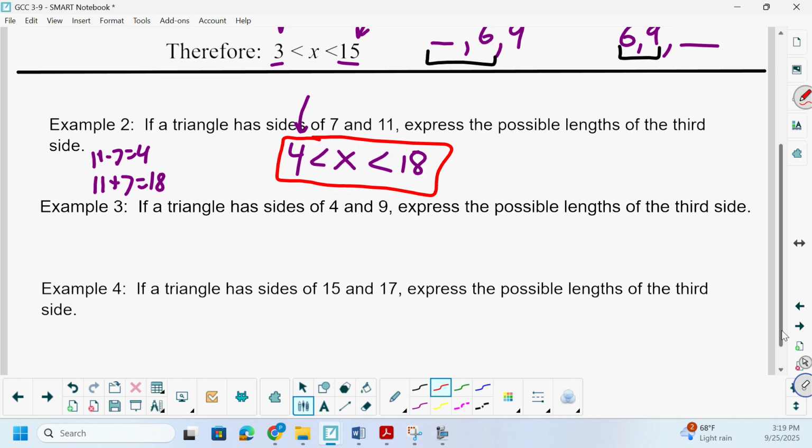All right, if we try this next one again, I'm going to do our inequalities. On the lower end, 9 minus 4 gives us 5. On the upper end, if we add them, we get 13. So any side that is bigger than 5 but stays less than 13 would be able to make a triangle with sides of 4 and 9. We're not going to pause the video. We're going to keep it rolling, but I want to see if you can, in 30 seconds, figure out what our answer would be in example 4.